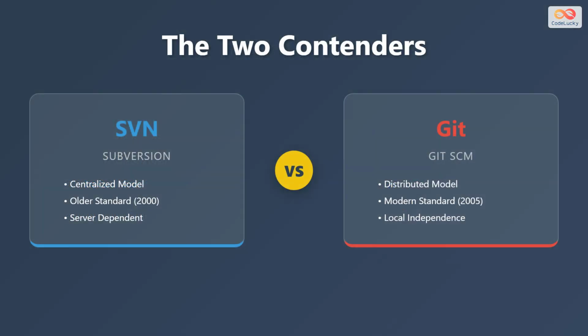In the left corner, we have SVN or Subversion. Released in the year 2000, it operates on a centralized model and was the dominant standard for many years. In the right corner, we have Git. Released in 2005, it introduced a distributed model that revolutionized how developers collaborate. Let us see how they differ fundamentally.